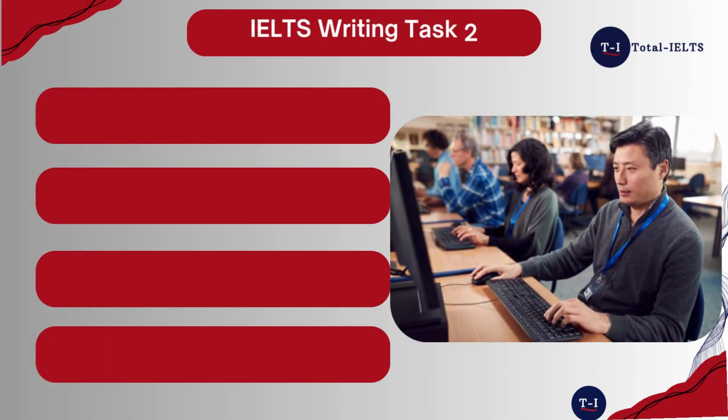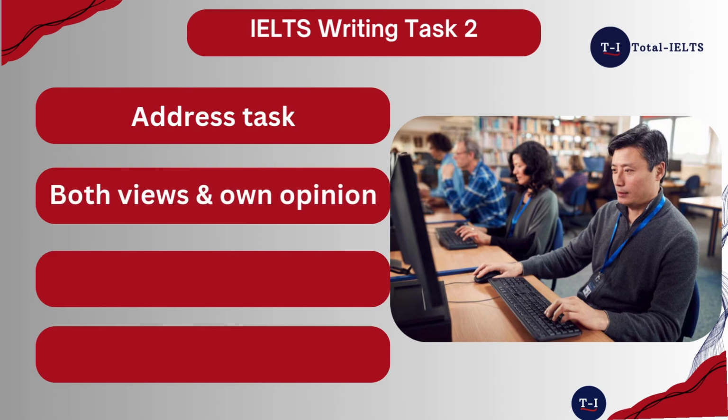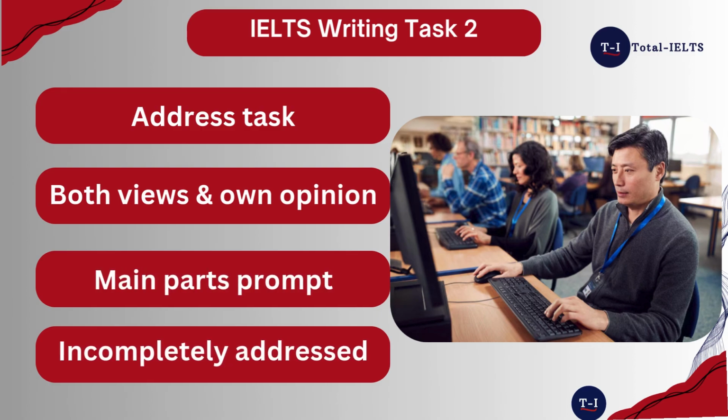Another mistake, and a costly one in terms of your score in task response, is not fully addressing the task. In other words, not answering the question. For example, the task discuss both points of view and give your own opinion requires you to do just that. But if you only discuss both views, then you could get a band score of 5 in task response because the main parts of the prompt are incompletely addressed.